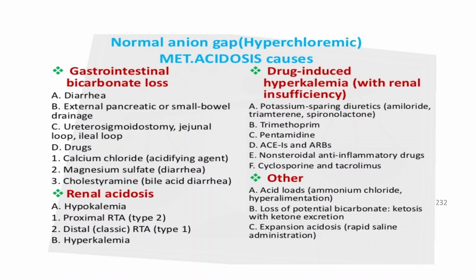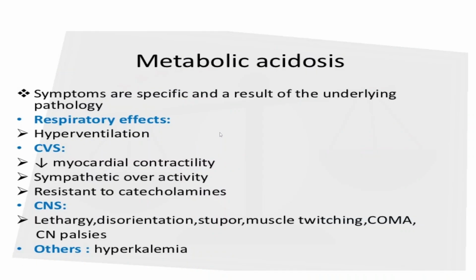Rarely, acidosis can occur if there is a rapid administration of saline. It's also called expansion acidosis, where due to a sudden increase in the volume of circulation, the compensation mechanism may fail and result in acidosis. These are rare. The important ones, from the clinical point of view, are mainly the gastrointestinal tract abnormalities.